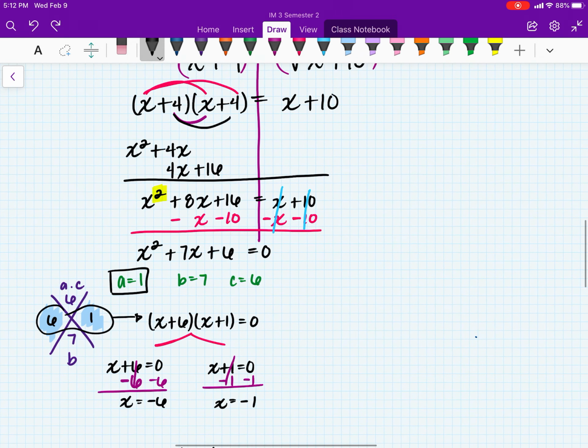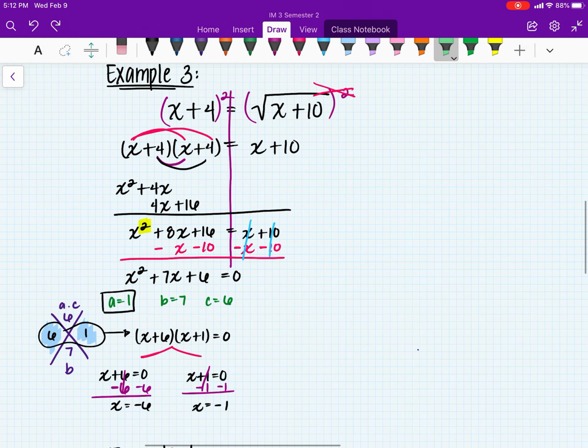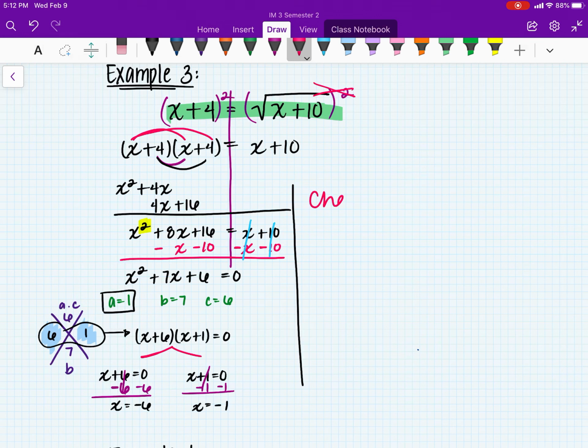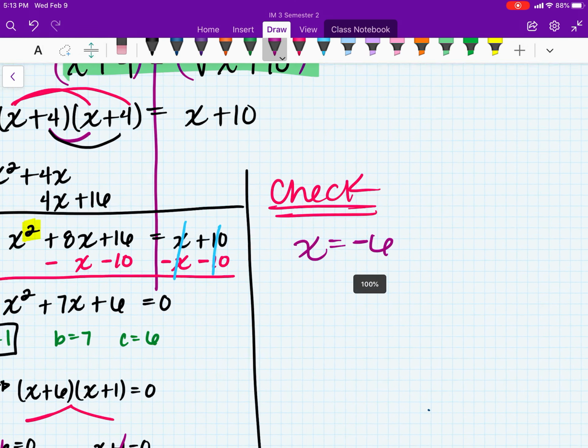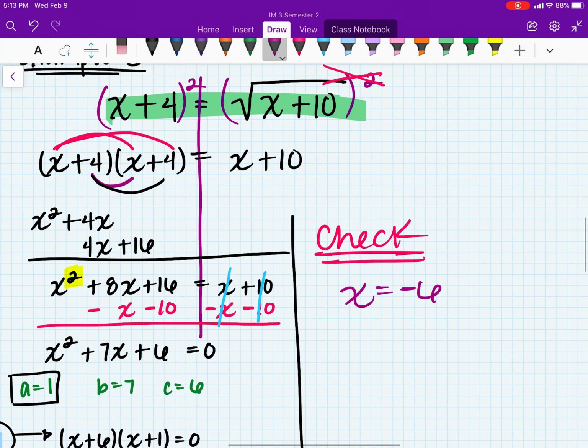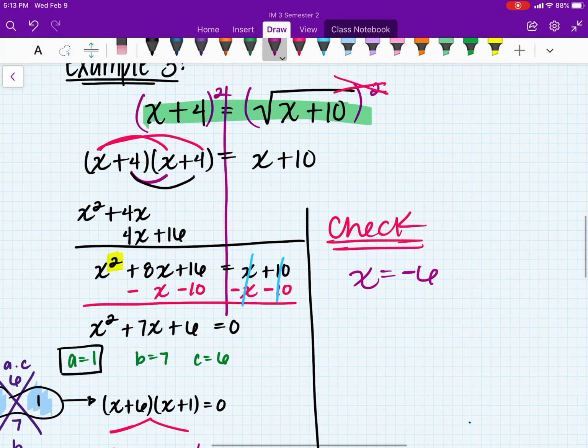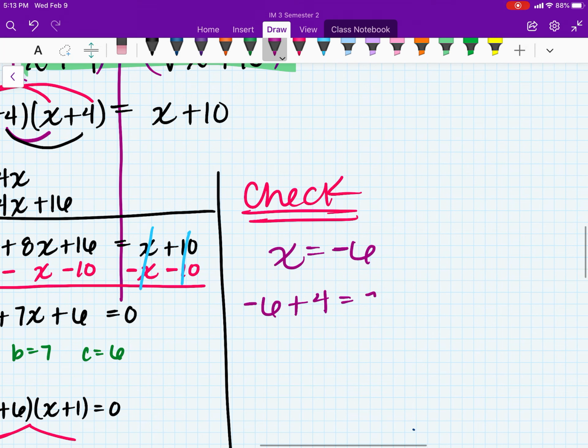So in order for us to check, once again, we have to substitute it back to our original equation. So this equation that I'm highlighting in green, we have to substitute it back. So let's go ahead and do a check here. So starting off with the value of x equals negative 6. So wherever I see an x in my original equation here in green, I'll substitute it with the negative 6. So it's negative 6 plus 4 equals the square root of negative 6 plus 10.